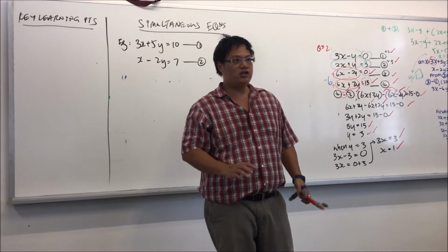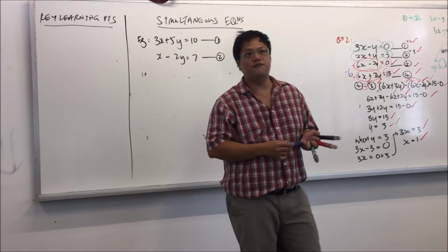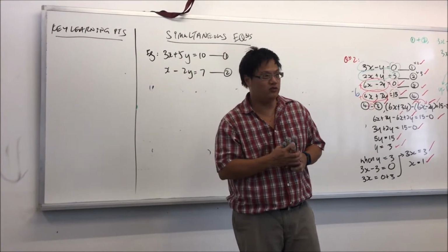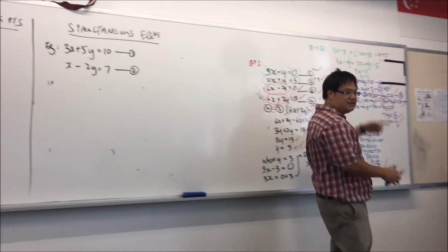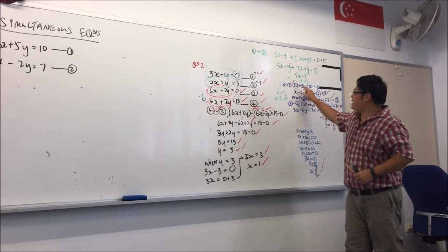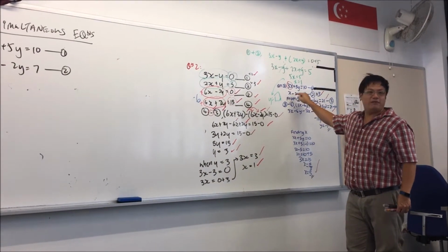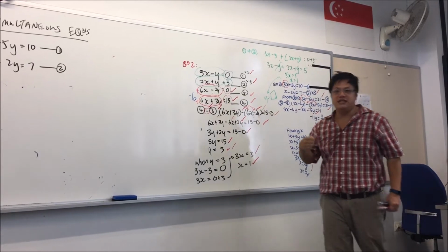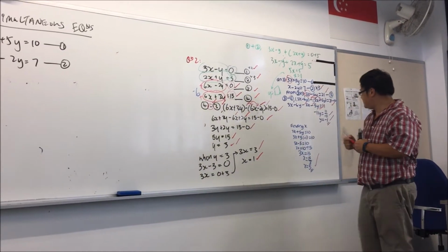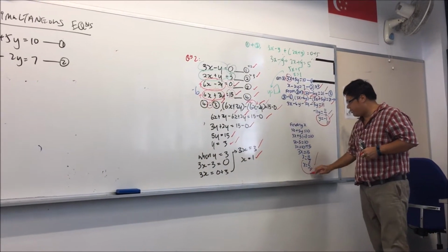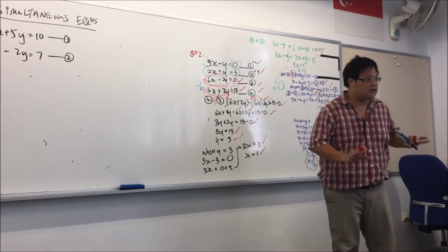Okay, the question I'm going to use now is what you did for your homework. That question, question 3. Let's take a look. Eunice did this question just now. So 3x plus 5y equals 10, x minus 2y equals 7. She used the elimination method. She got the answer y equals minus 1, x equals 5. So this is the correct answer.